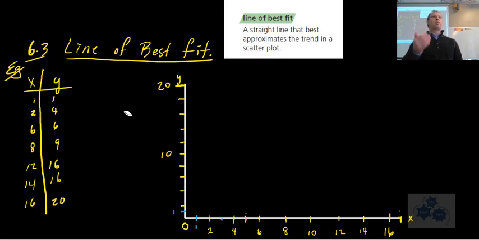Now, we don't have a real-life description for this example. It's not mass and speed or something. It's not height and time or anything like that. It's just x and y. But what I want to get at is, what is the line of best fit?